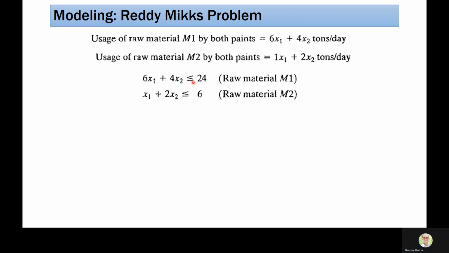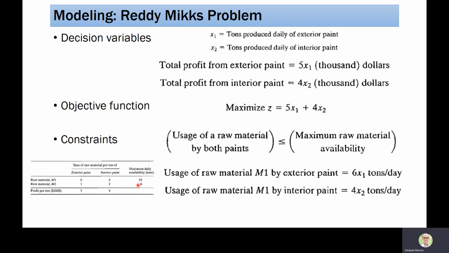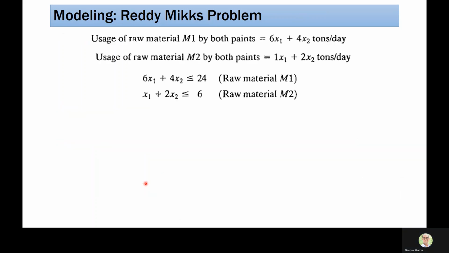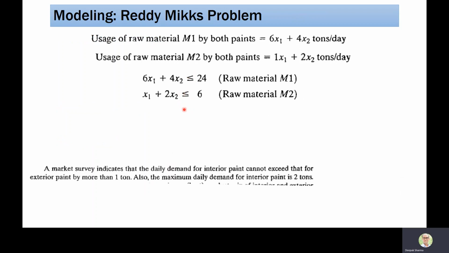Now, why have we written the smaller-than type? It's only because this is the maximum availability given, meaning that it can either go to 24 or less than 24. Similarly, it can either go to 6 or less than 6, and that's why we are writing this smaller than sign.